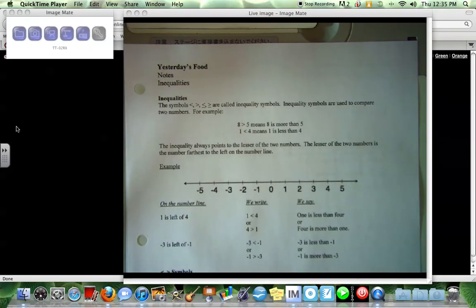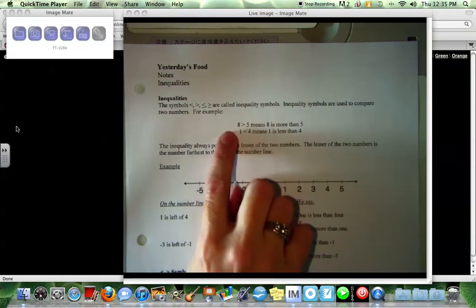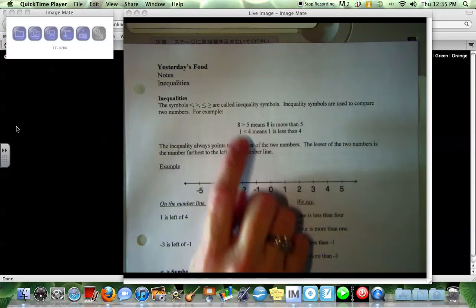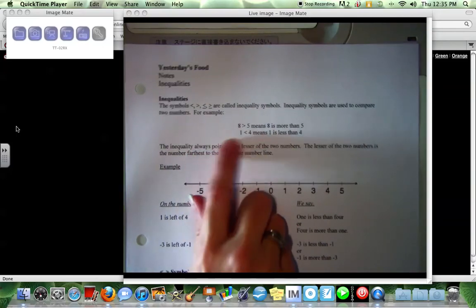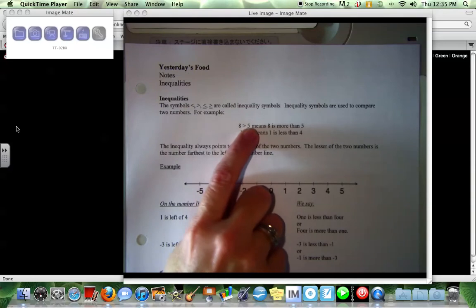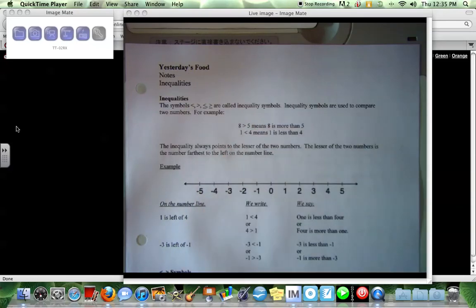So when you worked with inequalities, you thought of this as a what? Alligator, and the alligator always eats the bigger one. I learned that it was a really big fish. So the alligator is eating the really big fish. But another way to look at it is that the inequality always points to the lesser. So it eats the bigger number, or it's pointing towards the smaller number.